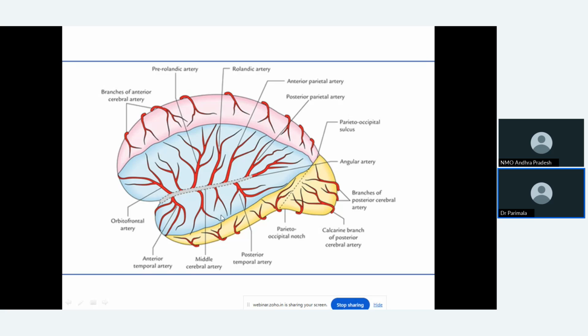The major part of the supralateral surface adjoining the lateral sulcus is supplied by the middle cerebral artery. This is the inferolateral border, and this is the occipital lobe and pole. They are supplied by the posterior cerebral artery. This is the posterior cerebral artery. So nearer to the upper border, anterior cerebral artery. Major part of the surface, middle cerebral artery. Nearer to the lower border and posterior pole, posterior cerebral artery.